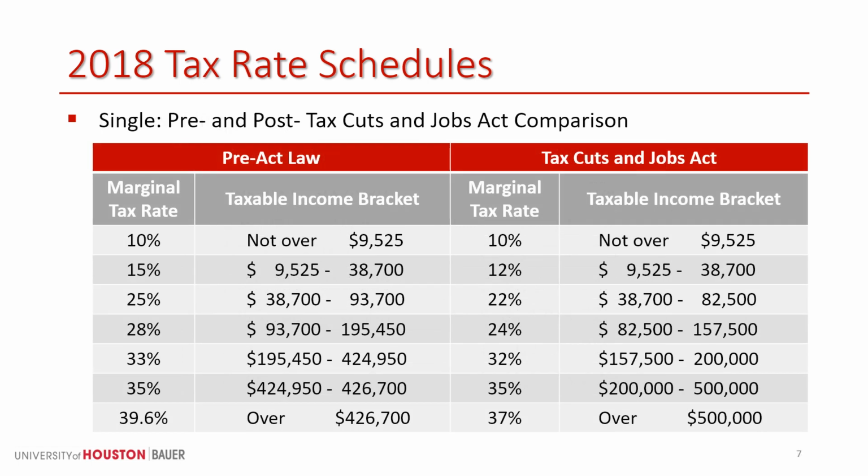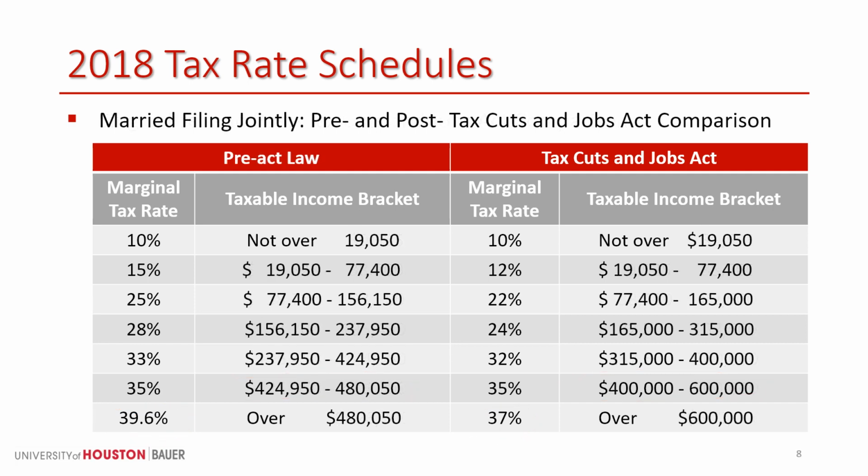This slide compares the rates that existed before tax reform with those that are currently in effect after tax reform. And we notice that the rates have come down and that some of the brackets have been made a little bit wider. We can see the same thing for married filing joint. The rates came down and some of the brackets are a little bit wider.